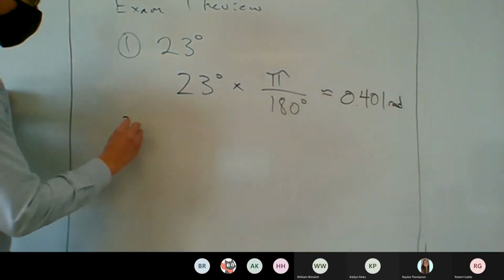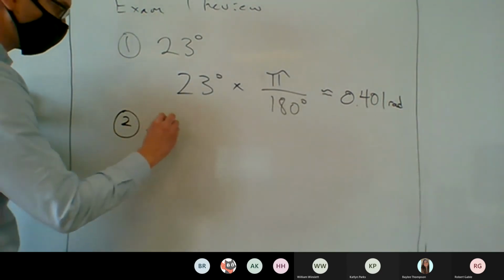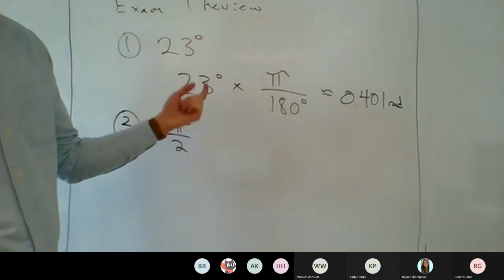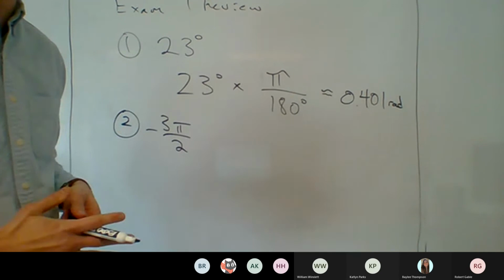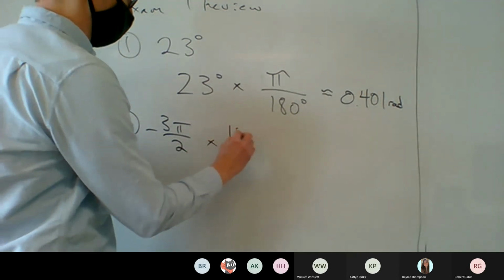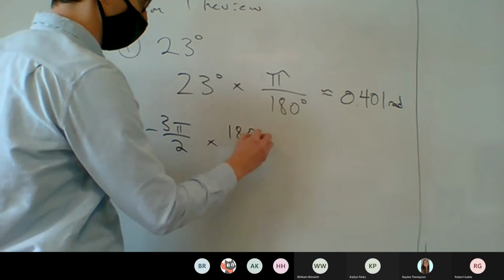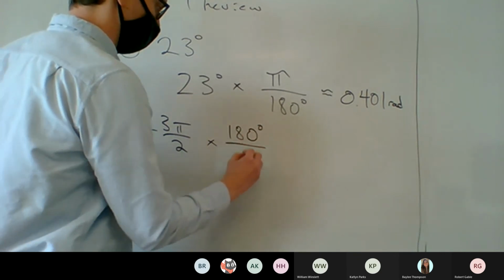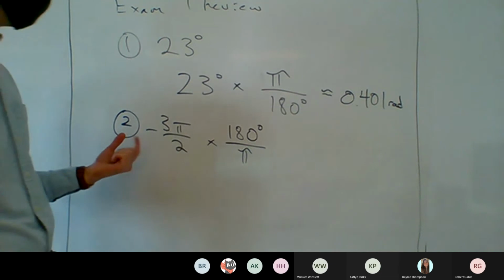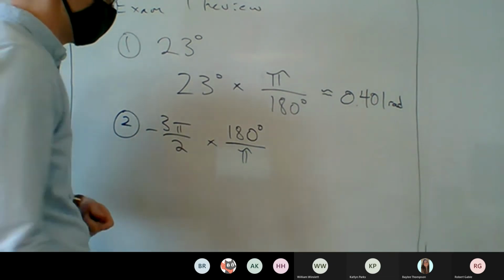Okay, the next problem is similar. It says convert -3 pi on 2 to degrees. So we're converting to degrees. So we'll do the opposite. We'll multiply by just our little conversion fraction. We want to put pi in the bottom this time. This is converting from radians to degrees.